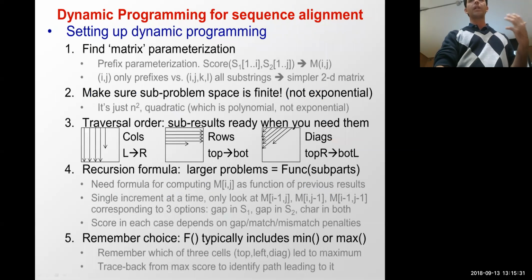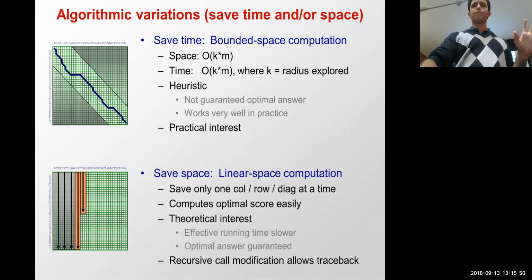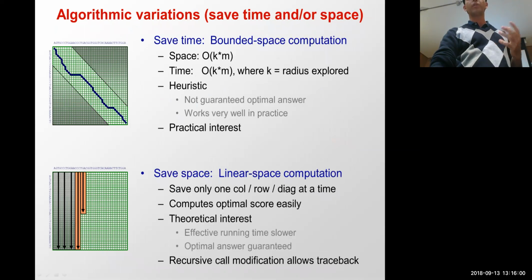And then we framed that in the concept of a 5-step recipe for dynamic programming: having a parameterization of your matrix, making sure that the sub-problem space was finite, choosing your traversal order, defining your recursion formula, and then remembering this choice. Okay, everybody cool with me? Okay, and then we looked at two variations. One of them was this bounded dynamic programming concept, that if we traverse too far to the right, we're going to be paying too big of a penalty.